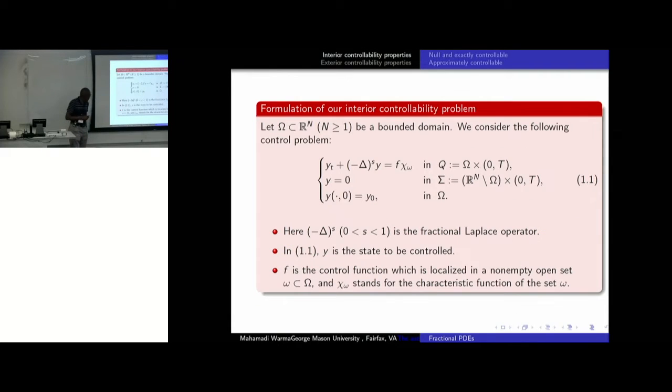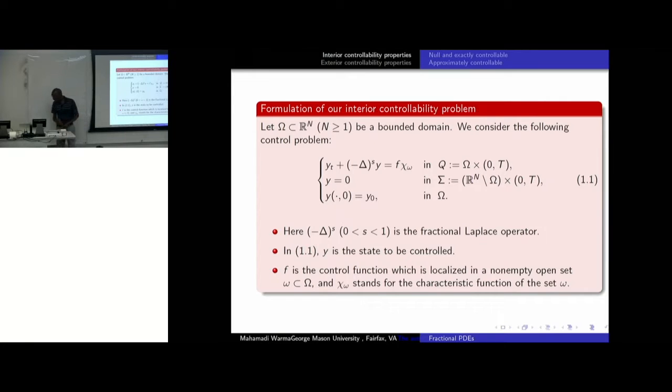Then let's start with the first one, the interior control. Here, omega is a bounded domain, and we consider this control problem. Minus delta to the s, that we know now, is the fractional Laplace operator. y is the state, that's what we want to control, and f is our control function. The control function is localized in an open subset of omega.